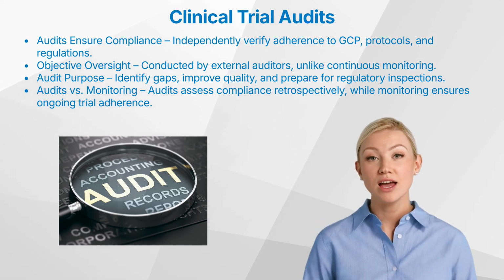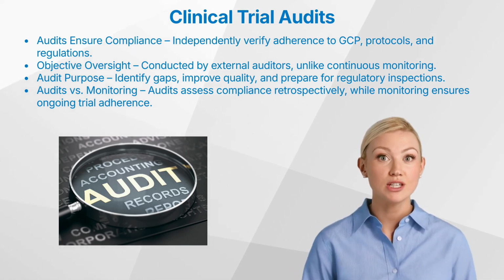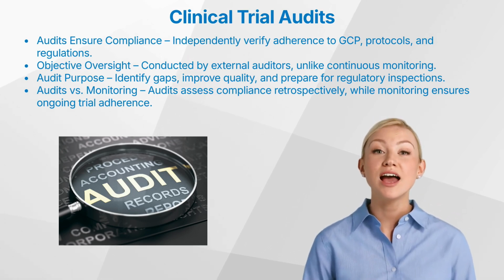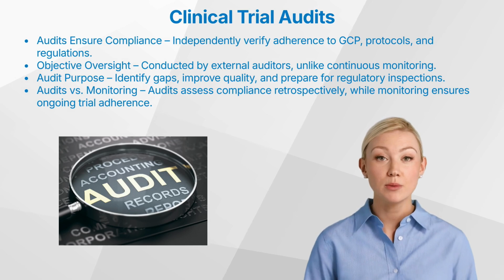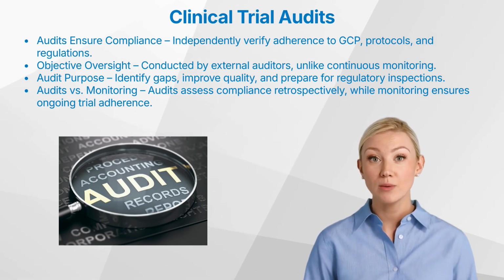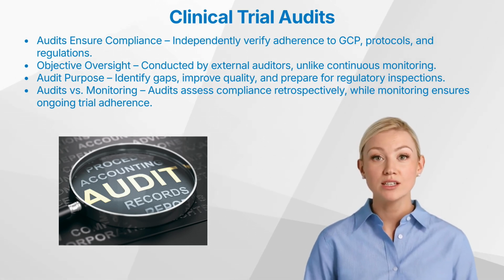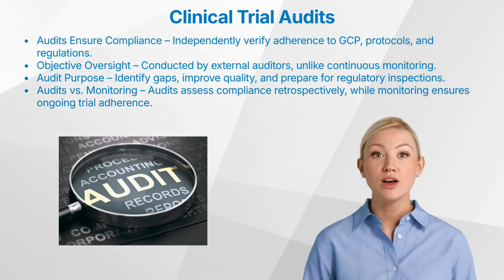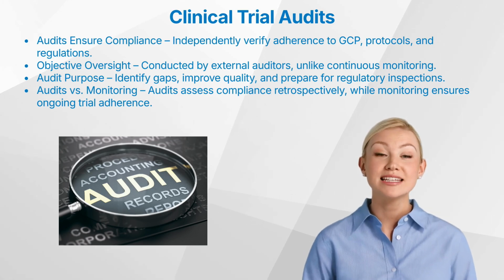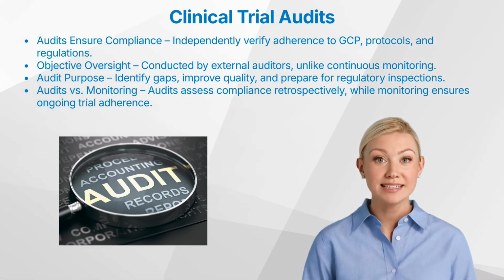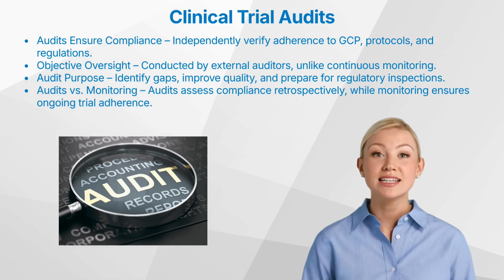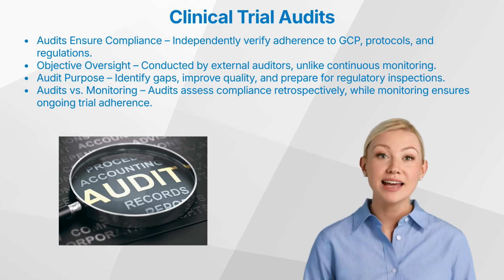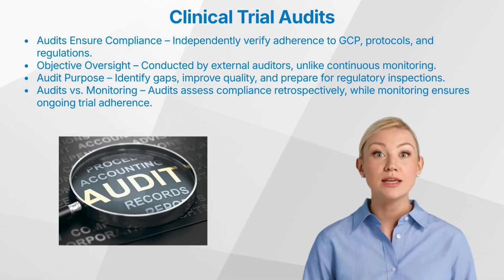An audit in a clinical trial is a systematic, independent examination of trial-related activities and documentation. The goal is to determine whether the trial has been conducted in compliance with good clinical practice, the study protocol, standard operating procedures, and regulatory requirements such as those set by the FDA or EMA. Unlike monitoring, which occurs throughout the trial and is conducted by individuals involved in the study, an audit is conducted independently, often by a dedicated quality assurance team or an external auditor. The independence of audits ensures objectivity and prevents biases that could arise from internal teams reviewing their own work.